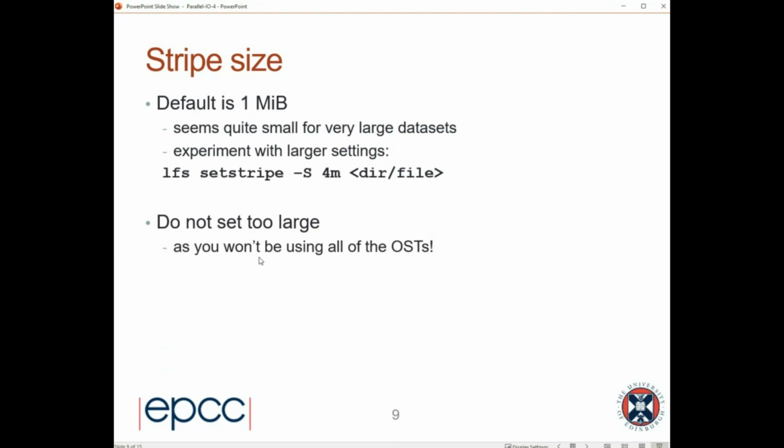I was surprised, because to me, 1 megabyte for a multi-gigabyte file, I mean, if I'm writing a 64 gigabyte file, that's 64,000 stripes. In other words, 3,000 or 4,000 per OST. That sounds like a very large number, and I thought that would affect performance, but that hasn't appeared to be an issue. So it may be worth trying for your application, but I haven't seen any particular benefits from the tests that I've done.